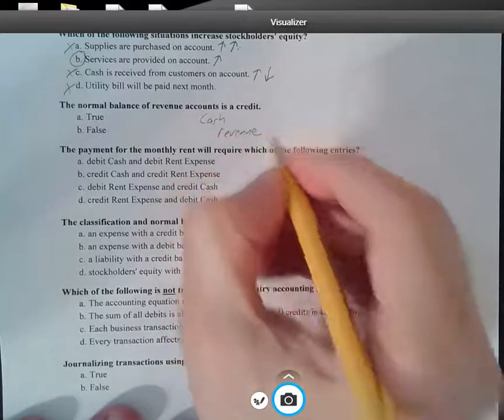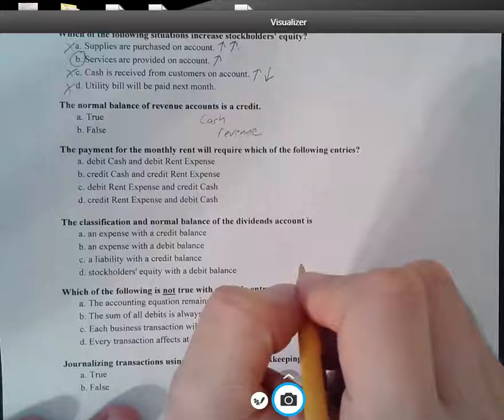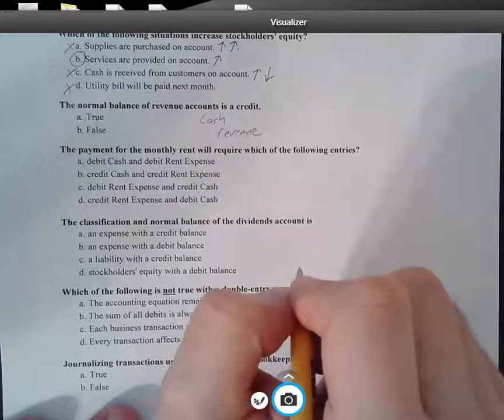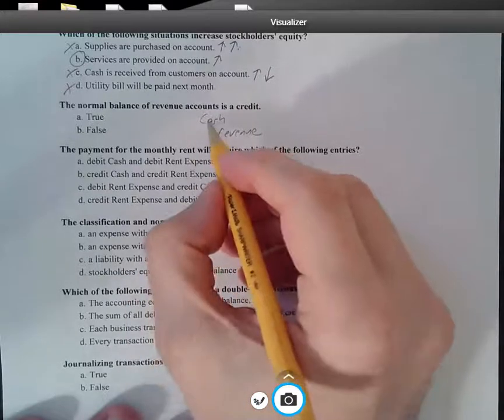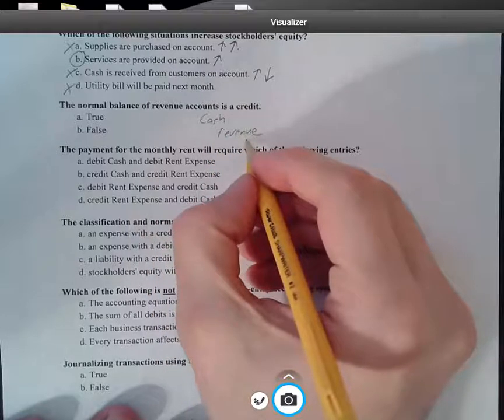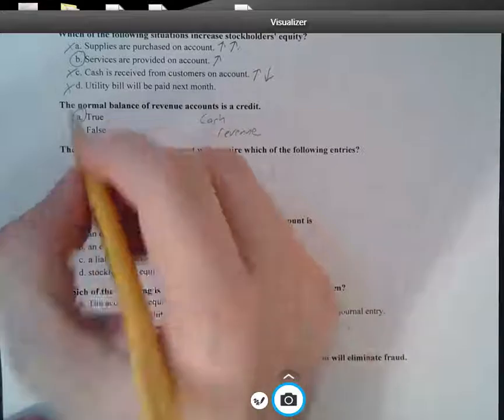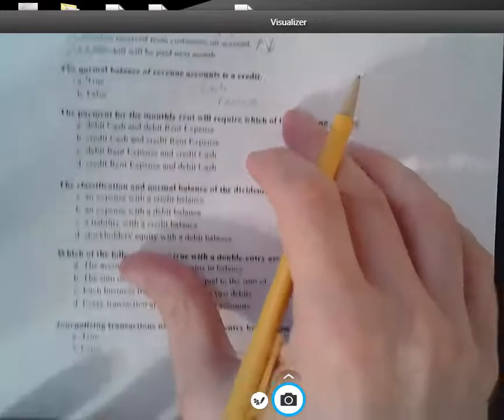I think we actually had this in another question. I don't know if it was the exact same question or the same concept, but think about it. Cash goes up, it's over here to the left with a debit, therefore revenue by default must be to the right, which is a credit. This is therefore a true statement. Hopefully everybody knew one.